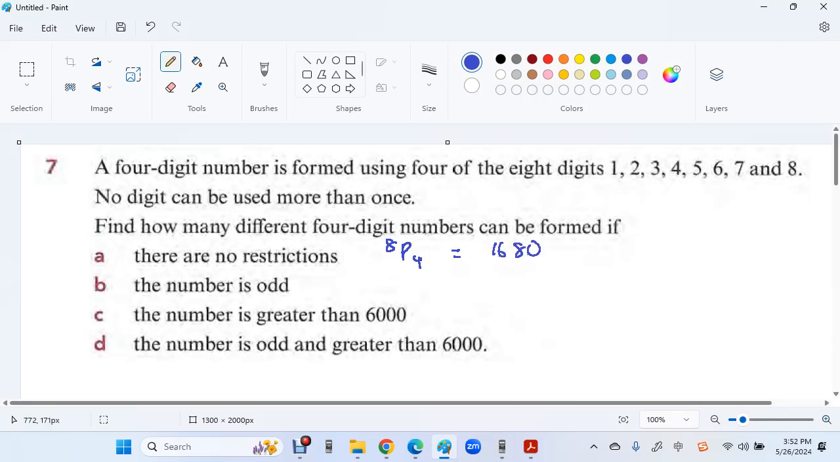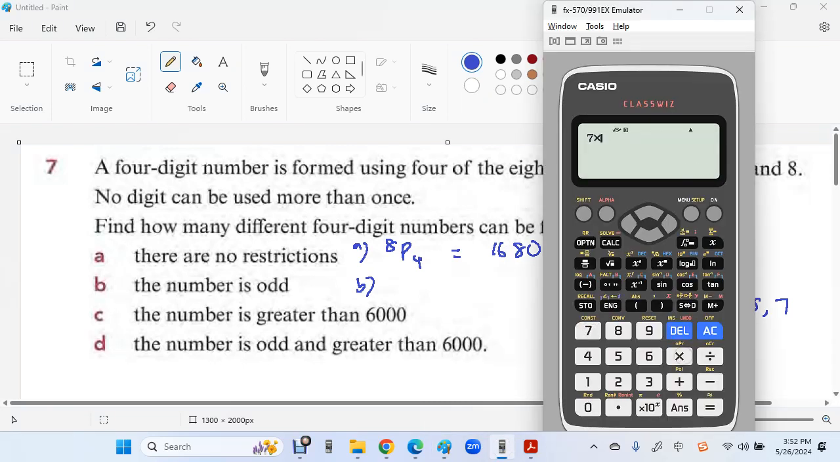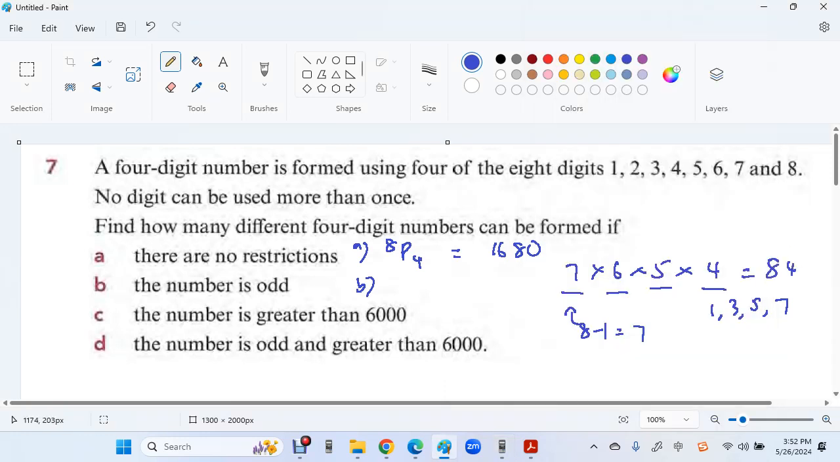B. The number is odd. If it is odd, then we have 1, 3, 5, 7 that can be put at the ending. Then out of 8, we use 1, we have 7 left: 7, 6, 5. So we have 7 times 6 times 5 times 4. So it is 840 for B.